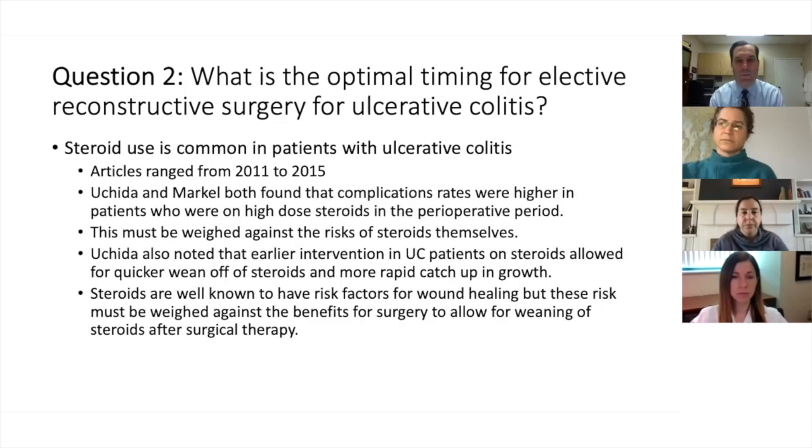Steroid use is common in many of our pediatric patients with ulcerative colitis, even as we are moving into other immunosuppressants. Most of the articles that looked at steroid use ranged from 2011 to 2015. Two of the articles, by Uchida and Marco, both looked at specific complication rates from steroids and found that both of these patient populations did have an increased risk of complications when on steroids.